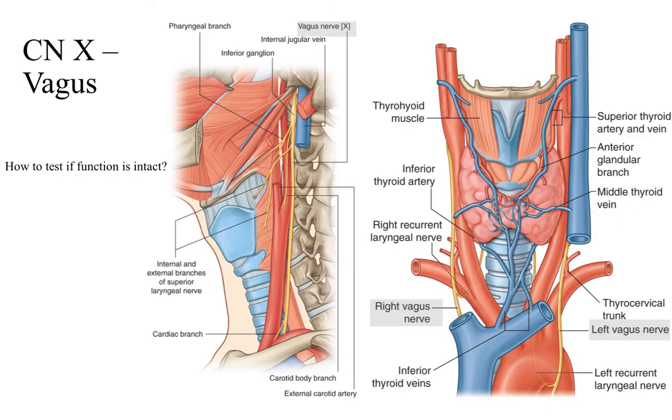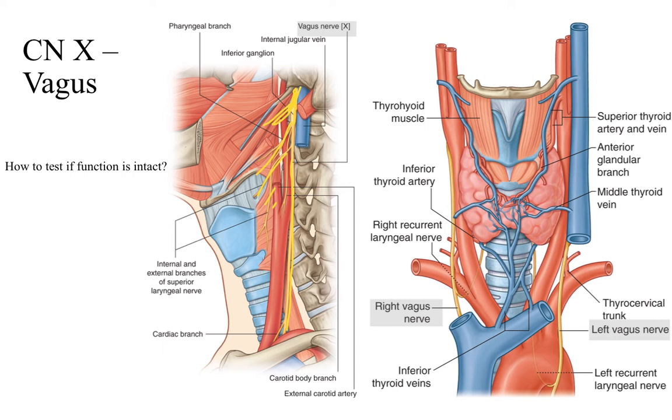Just for clarity, here is the vagus nerve coming out of the jugular foramen. The glossopharyngeal nerve, cranial nerve 9, would come out just anterior to that. So here would be the jugular foramen. Notice it going down to muscles of the larynx and the pharynx, and then it continues down through the thoracic cavity into the abdominal cavity to innervate major viscera along the way.